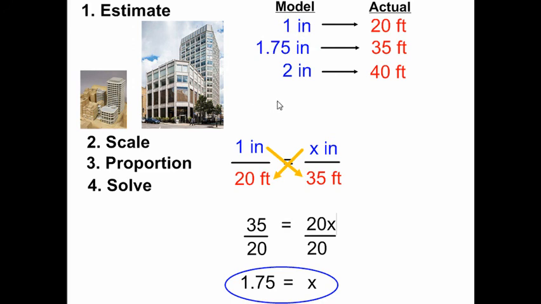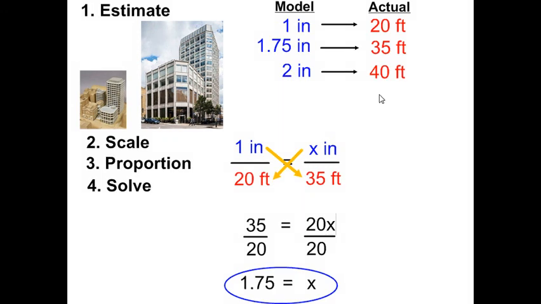And if we look back at our estimate, it was a pretty good estimate. Our model is between 1 and 2 inches, and it's a bit closer to 2 inches like we thought. There you have it. That's how you use scale to find a missing height or a missing distance.